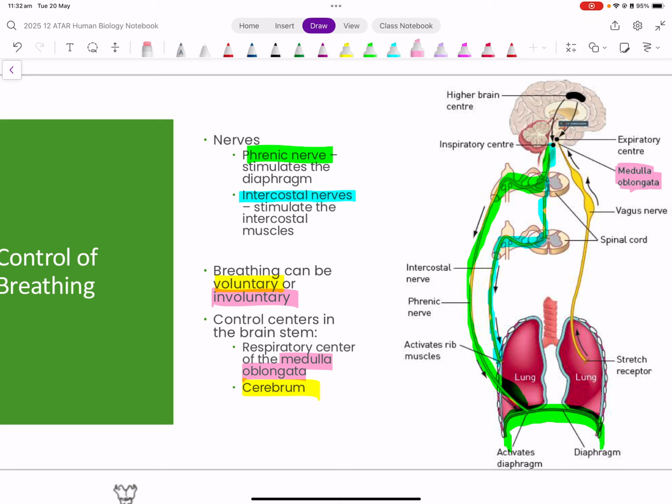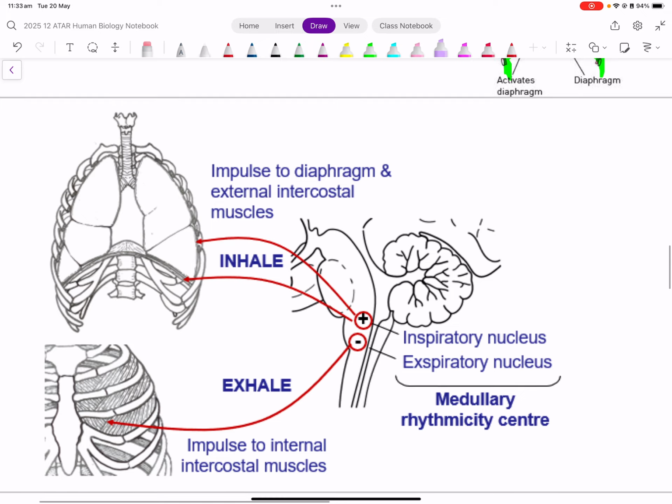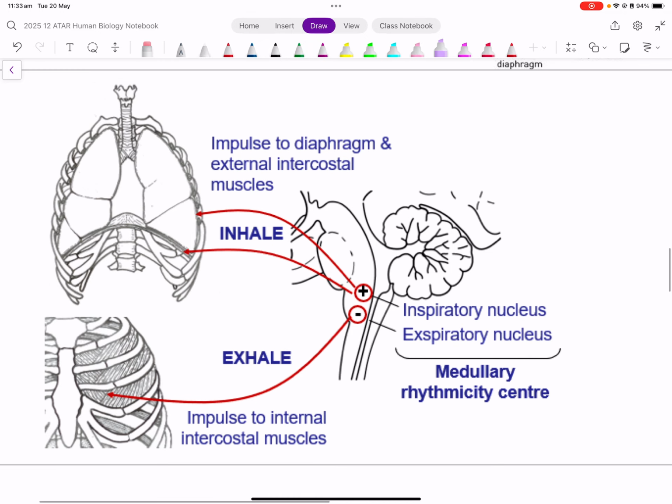The final nerve that I've got on this slide that I do want to highlight very briefly, and I'll do so in purple, is the vagus nerve. Now, the vagus nerve runs from the lungs up to the respiratory centre, and it tells the respiratory centre if the lungs have stretched and if they are expanding. So, we've got two different options here. Number one, we're going to start with inhalation.